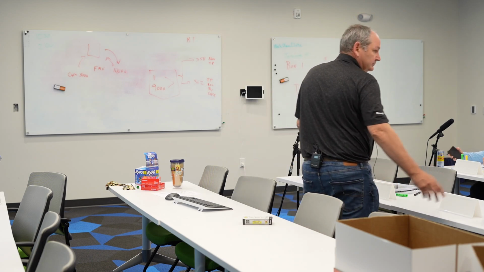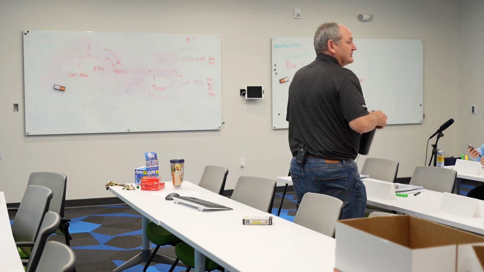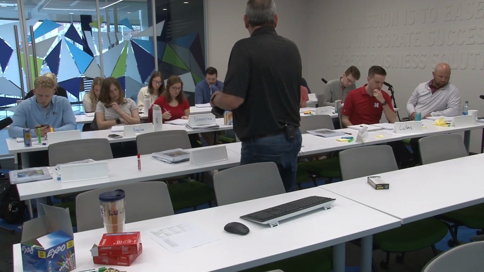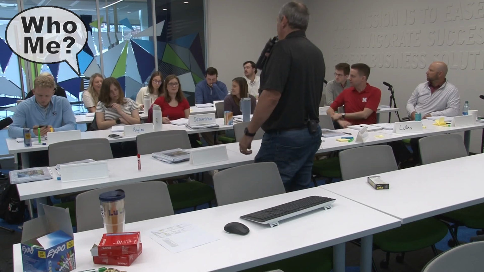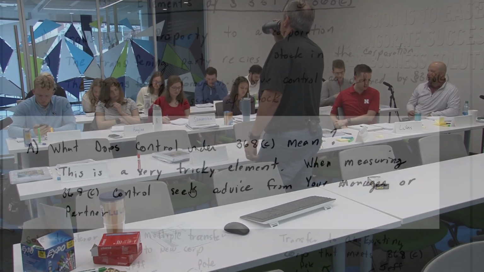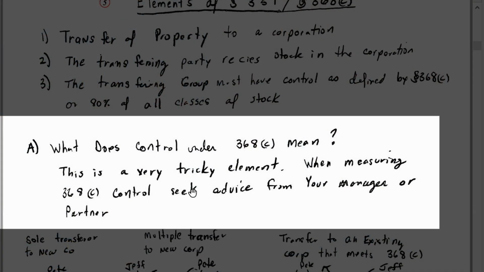What does control mean? Call on somebody, Jameson. You've been harassed enough. Natalie, what's this say? This is very tricky. This is a very tricky element when measuring 368C control. Seek advice from your manager or partner. That seems like a cop out. Okay, let's see.